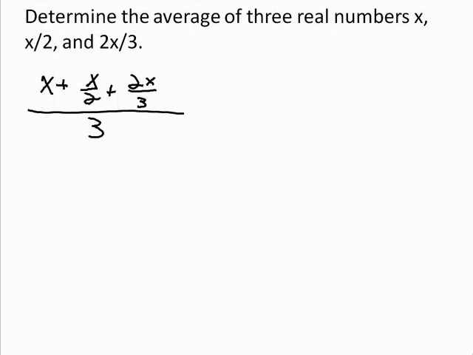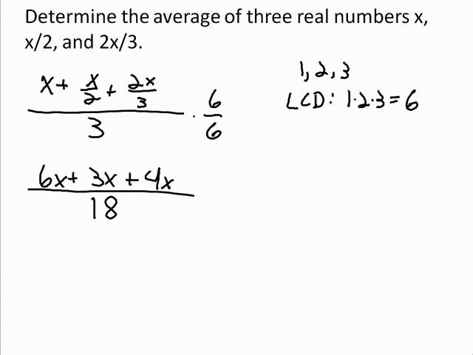The denominators of x, x divided by 2, and 2x divided by 3 are 1, 2, and 3. The least common denominator has to be the product of each of these. So the least common denominator is 1 times 2 times 3, which is equal to 6. Multiply the expression by 6 divided by 6. Multiply and distribute. You have 6x plus 3x plus 4x divided by 18. Combine like terms. A simplified solution is 13x divided by 18.